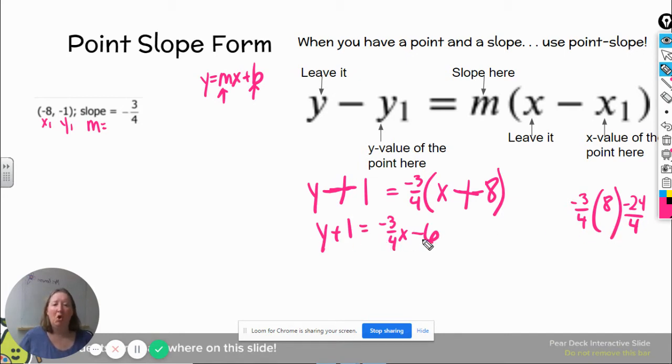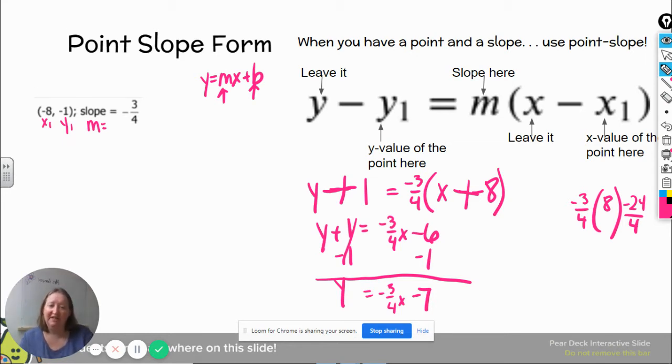Okay. I'm almost there. I'm almost in this form. I just need to subtract the 1 because we want y totally isolated on this side. Those cancel, right? Y is equal to -3/4 x, and this is -7. Okay, so that we're done. We did it. Now we got to go to the next.